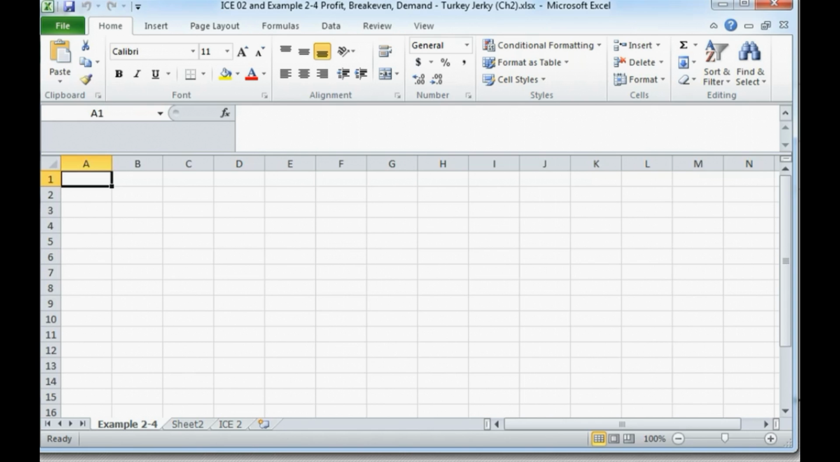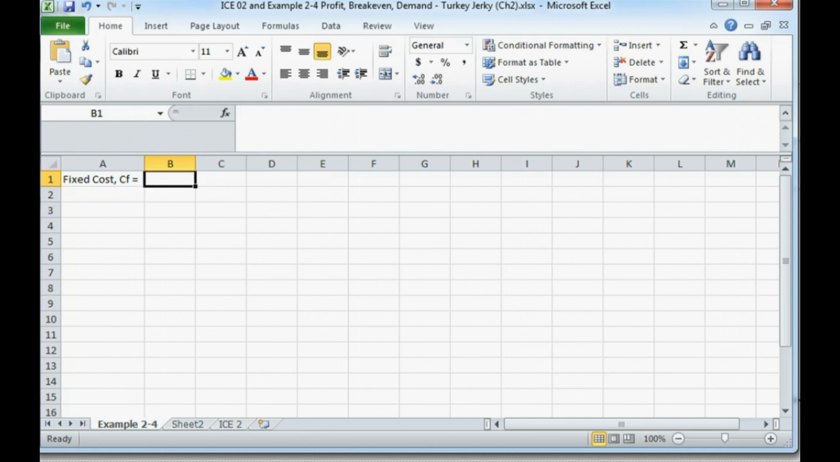We're going to see if we can find these same things on Excel here. And so the first thing I want to do is enter in the fixed cost. And by the way, you can follow along. You can open up Excel, and I hope that you will, and do the same things that I'm doing, because you need to be able to use these same tools. So we know that the fixed cost is $73,000. Variable cost is $83.